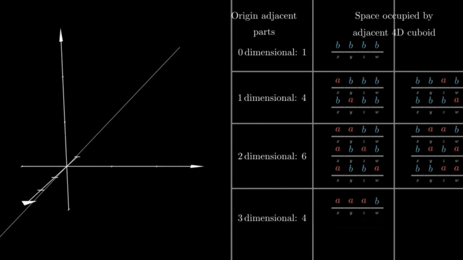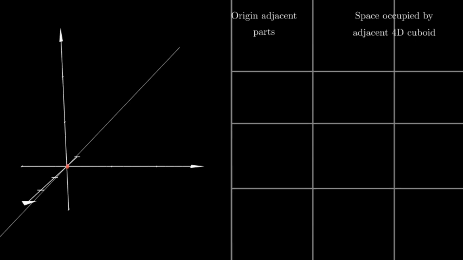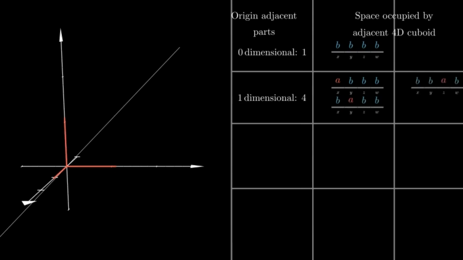The 4-dimensional cuboid that's adjacent to the corner would have all its side lengths equal to b. So it would occupy a space of b times b times b times b. The 4-dimensional cuboids adjacent to the edges would have one of their edge lengths set to a. So these would be the spaces occupied by them. The 4-dimensional cuboids adjacent to the 2D faces would have 2 of their edge lengths set to a. So these would be the spaces occupied by them. And finally, the 4-dimensional cuboids adjacent to the 3D faces would have 3 of their edge lengths set to a. So these would be the spaces occupied by them.